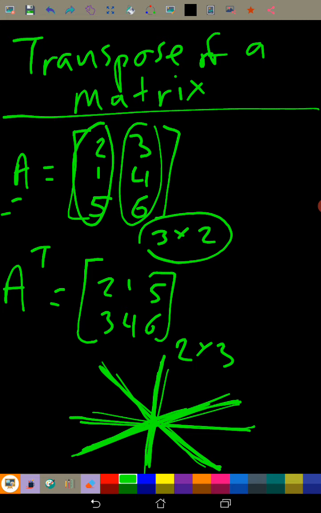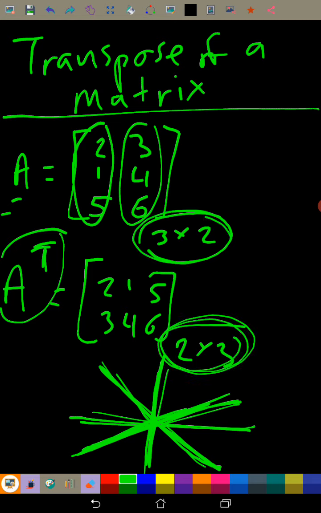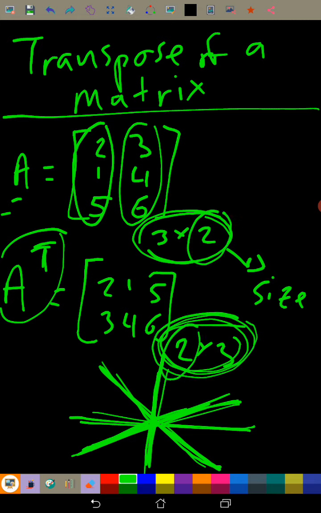The transpose of a matrix is the result of interchanging the rows and the columns of a matrix. It is denoted like this with the T on top, and as you can see, the size is inverted. So the column becomes a row, the row becomes a column. This is the transpose of a matrix.